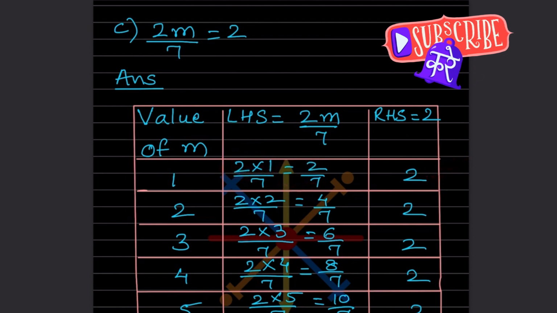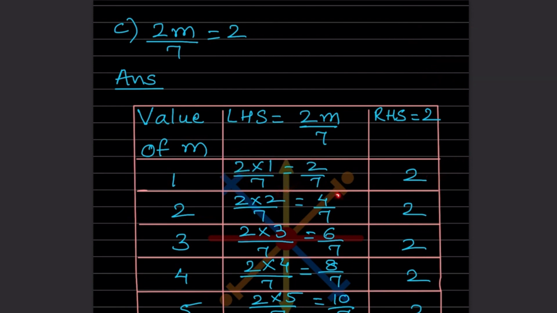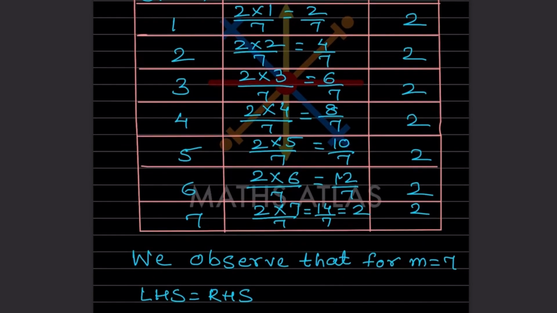Again you will go for here, we'll put here 2, 4 by 7, so not possible. You will put here 3, that will be 6 by 7, not possible. Here you will put 4 and that is going to be 8 by 7, so not possible. Now you will take 5. You're going to put here 5. 5 2s are 10, 10 by 7, and this is 2, not possible.